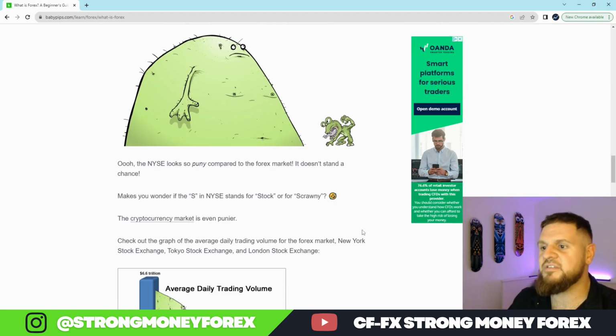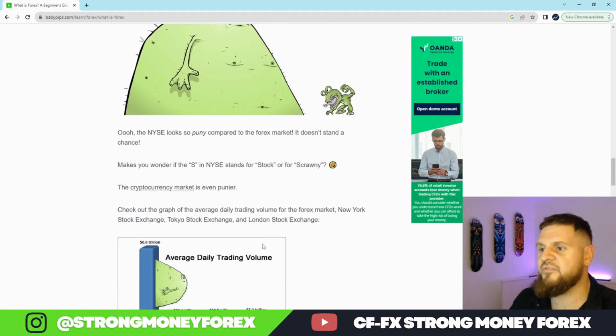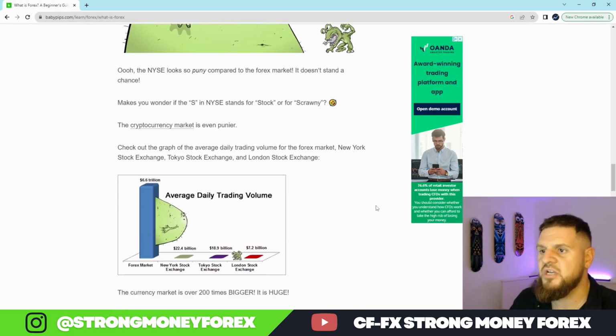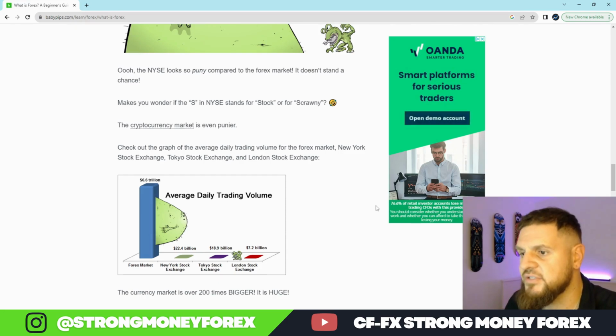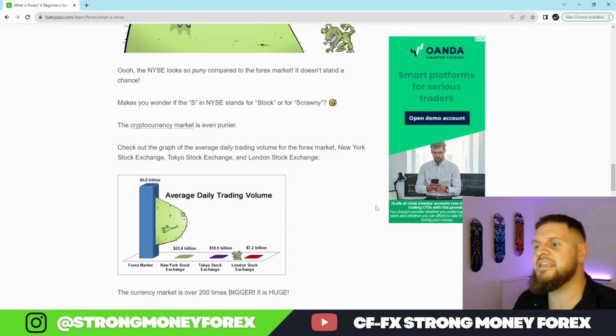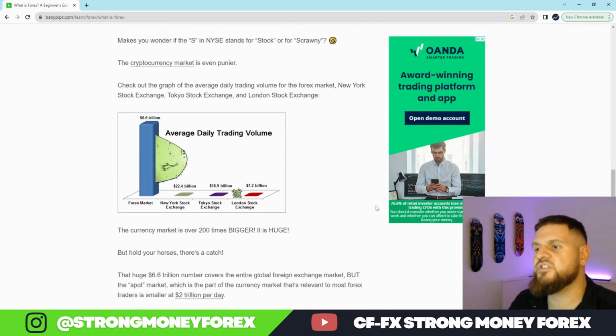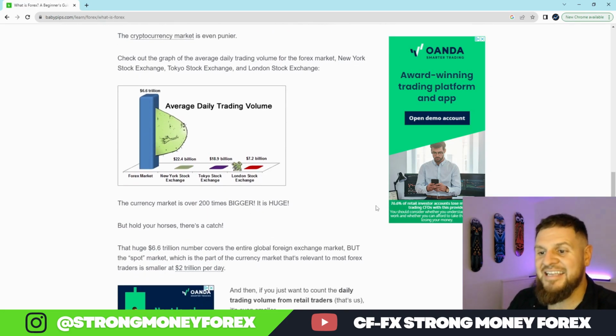Now, the cryptocurrency market is even punier. Check out the graph of the average daily trading volume for the Forex market, New York Stock Exchange, Tokyo Stock Exchange, and the London Stock Exchange. So as you can see, the differences are pretty phenomenal. So the currency market is over 200 times bigger, but there's a catch.